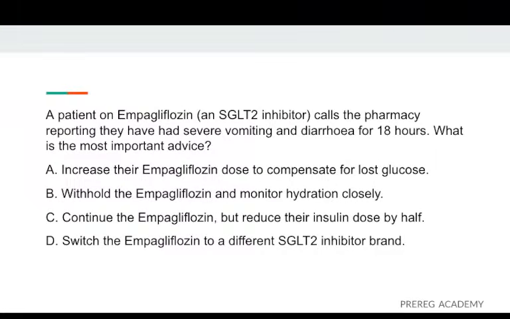A patient on empagliflozin calls the pharmacy to say they have had severe vomiting and diarrhea for 18 hours. What is the most important advice? What's the most important advice for a patient who has had severe vomiting and diarrhea for 18 hours? A, B, C, or D?